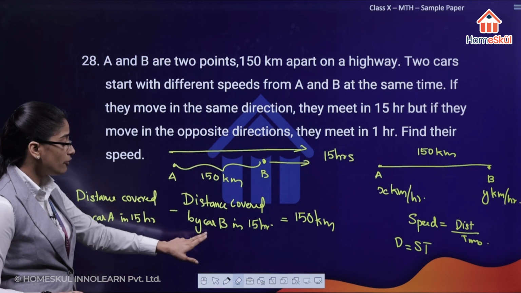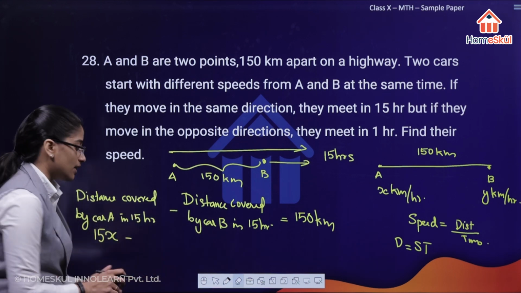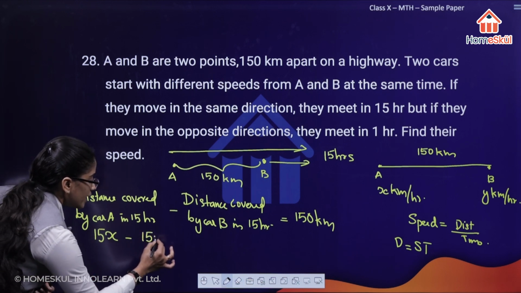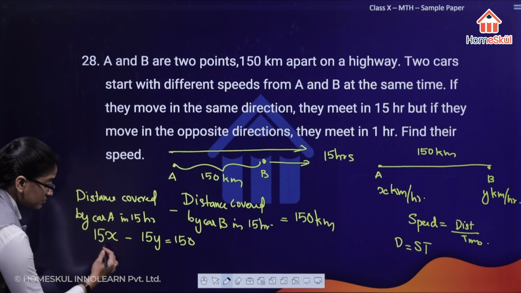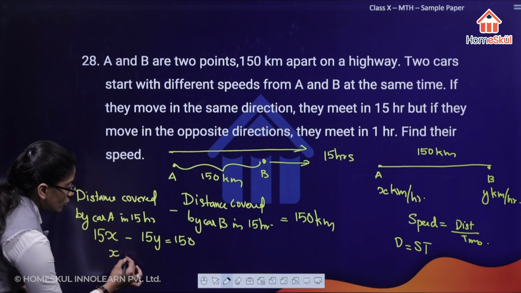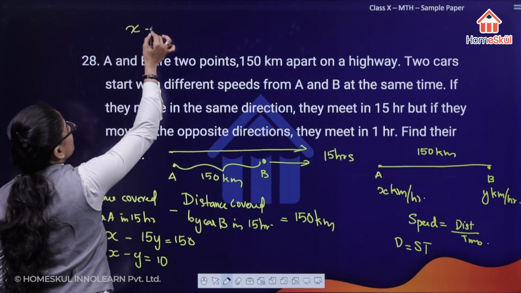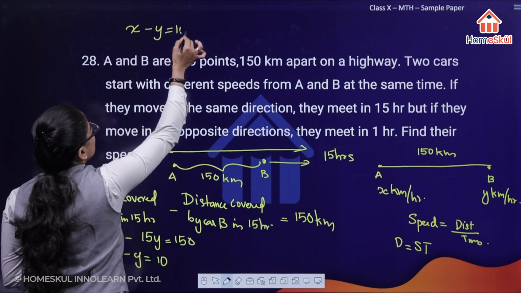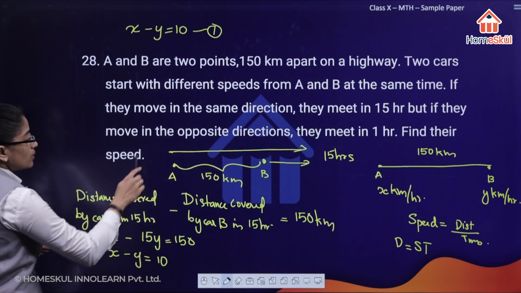Here the speed of car B is y kilometer per hour and the time is 15 hours. So, it will be 15y, and the difference is 150 kilometer. Taking 15 as a common factor, x minus y is equal to 10. This is our first equation, okay? x minus y is equal to 10 is our first equation. This is the first scenario.